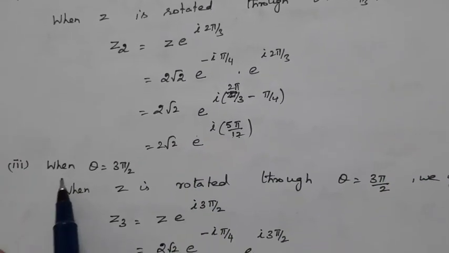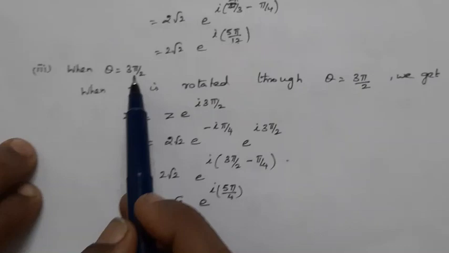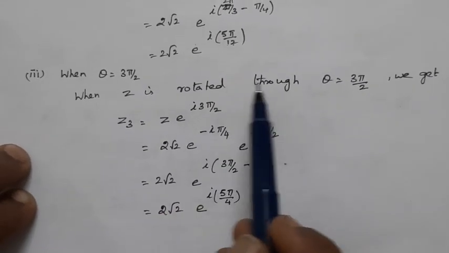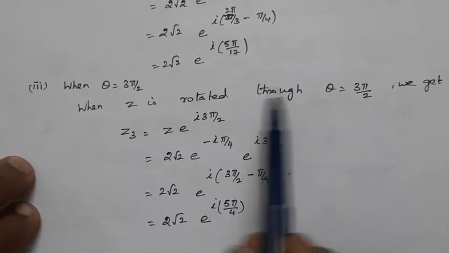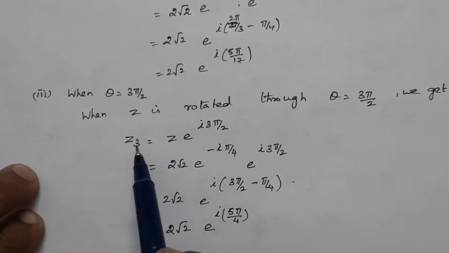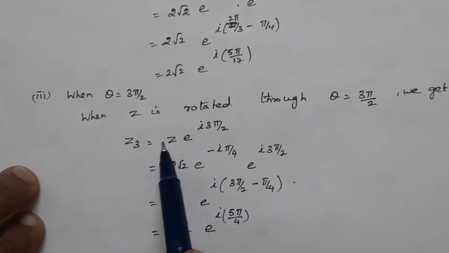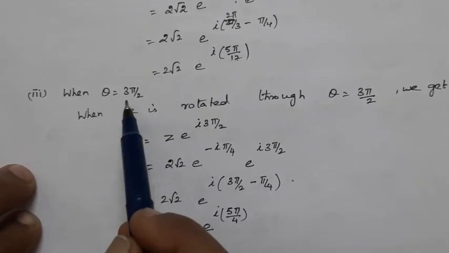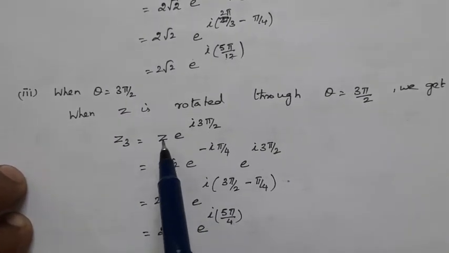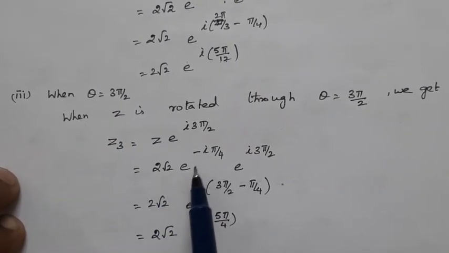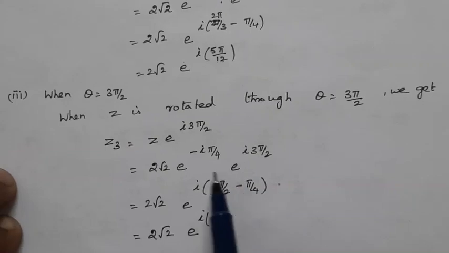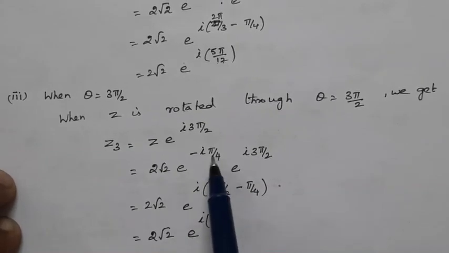Then third subdivision, in this case the angle is given as 3 pi by 2. So when z is rotated through an angle 3 pi by 2 radians, then the new position of z will be represented by z3, and it is given by z into e power i 3 pi by 2. Replacing the value of z as 2 root 2 into e power minus i pi by 4, and then multiplying these two, we have to add the powers.